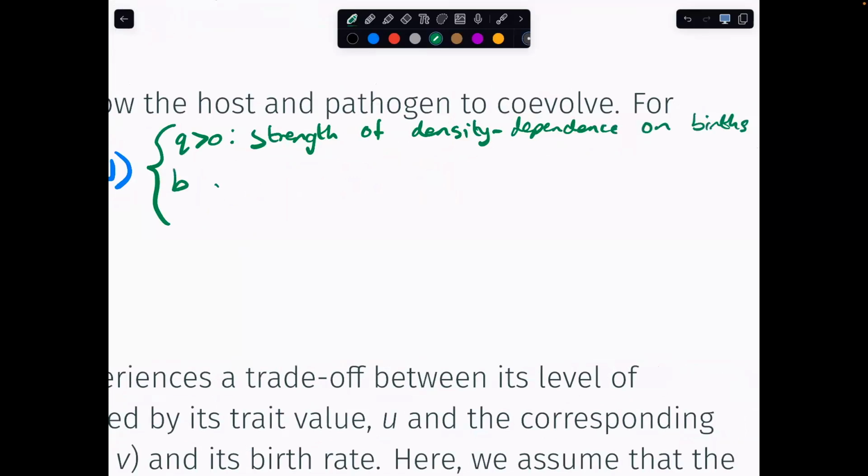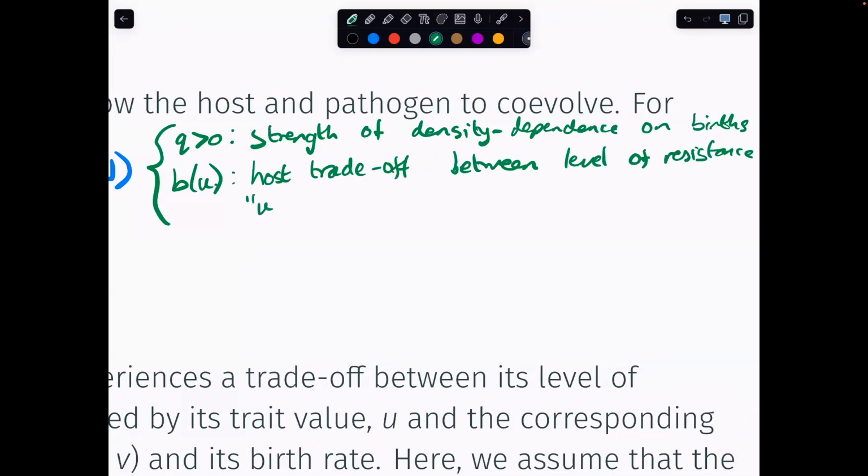And this other function that I've introduced, B of U, is our trade-off. So our host trade-off, some function between our level of resistance is given by this parameter U. Think of this as the strength of investment in resistance.